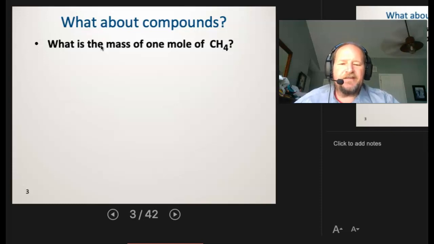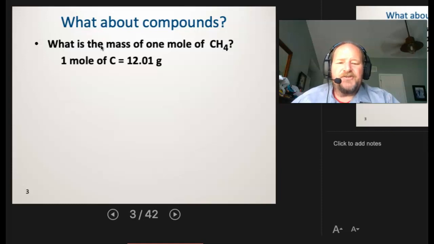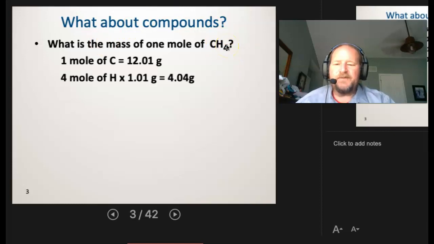So I'll go to my periodic table, and I'm going to find carbon. For 1 mole of carbon, it's going to be 12.01 grams. Now I'm going to look for hydrogen. For hydrogen, we have 4 moles, right? Because we have a subscript 4, CH4. So we're going to have 4 moles of hydrogen. Each one is at 1.01. Just a little rounding there. Don't let that confuse you. 1.01 times 4 gives me 4.04 grams.